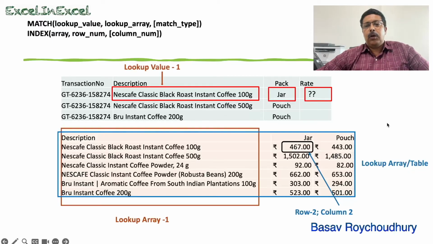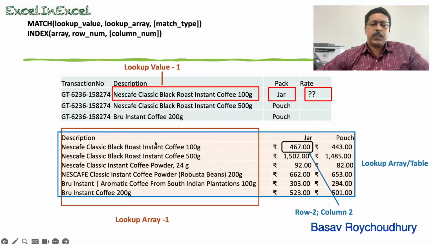For that, what we are going to do is look at the description first, and we will look at this lookup array 1 that I have called here. In this lookup array 1, we will search for the Nescafe Classic Black Roast Instant Coffee 100 gram. Now that would come in the second position.